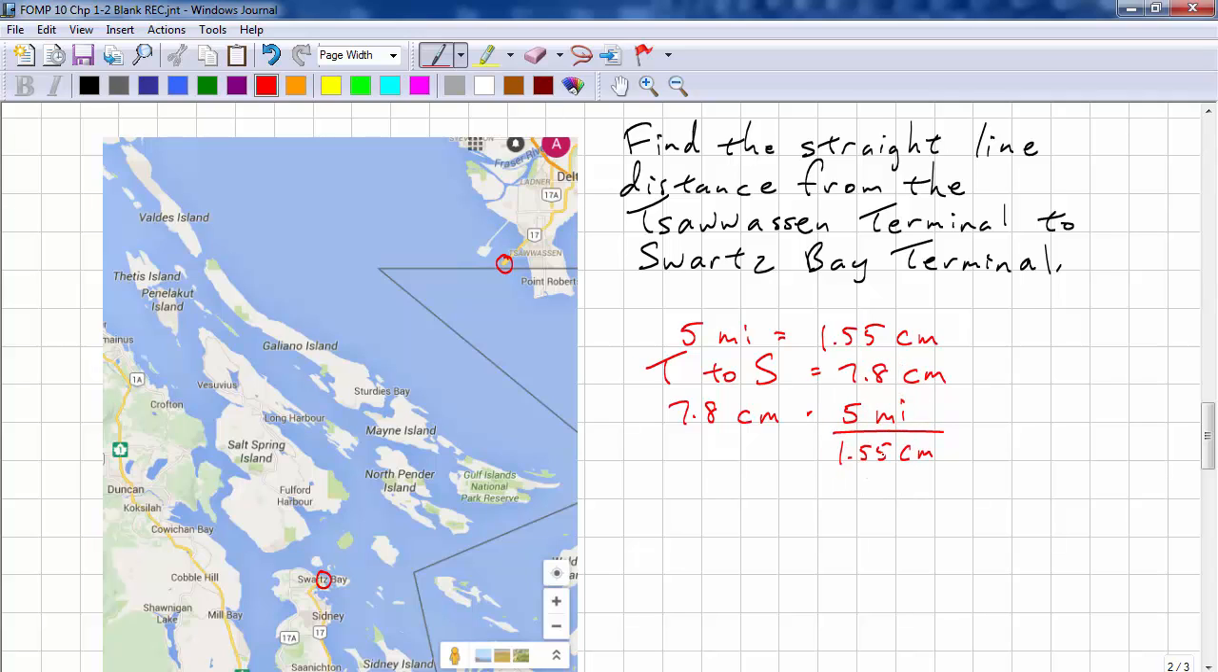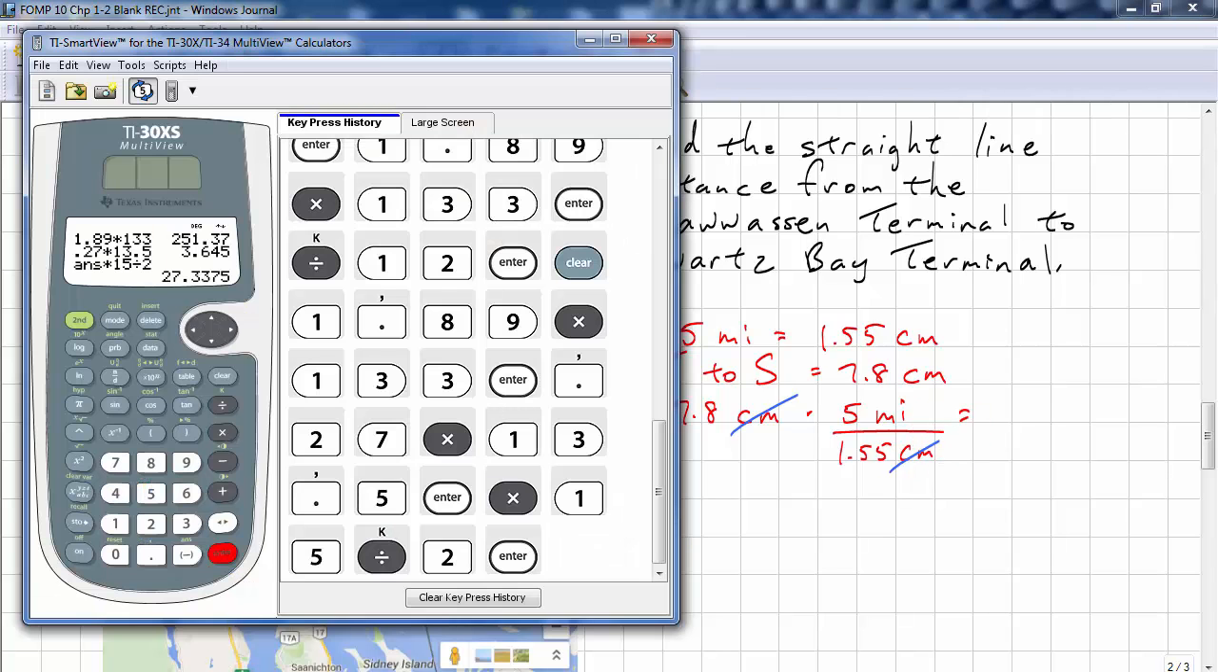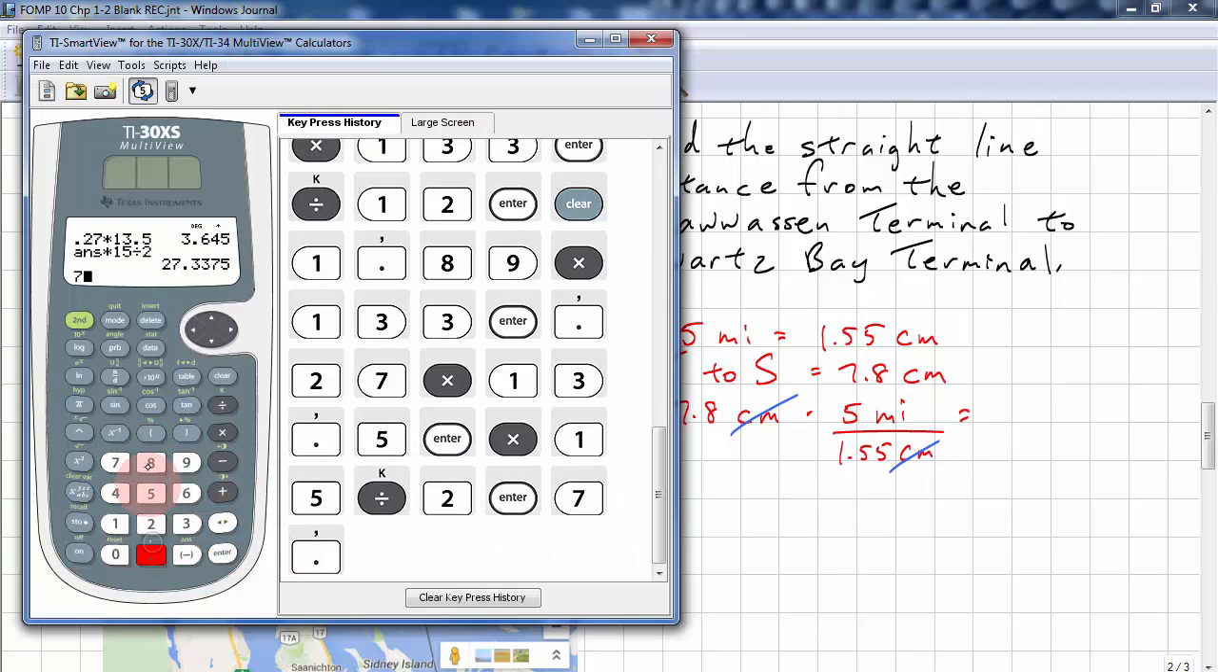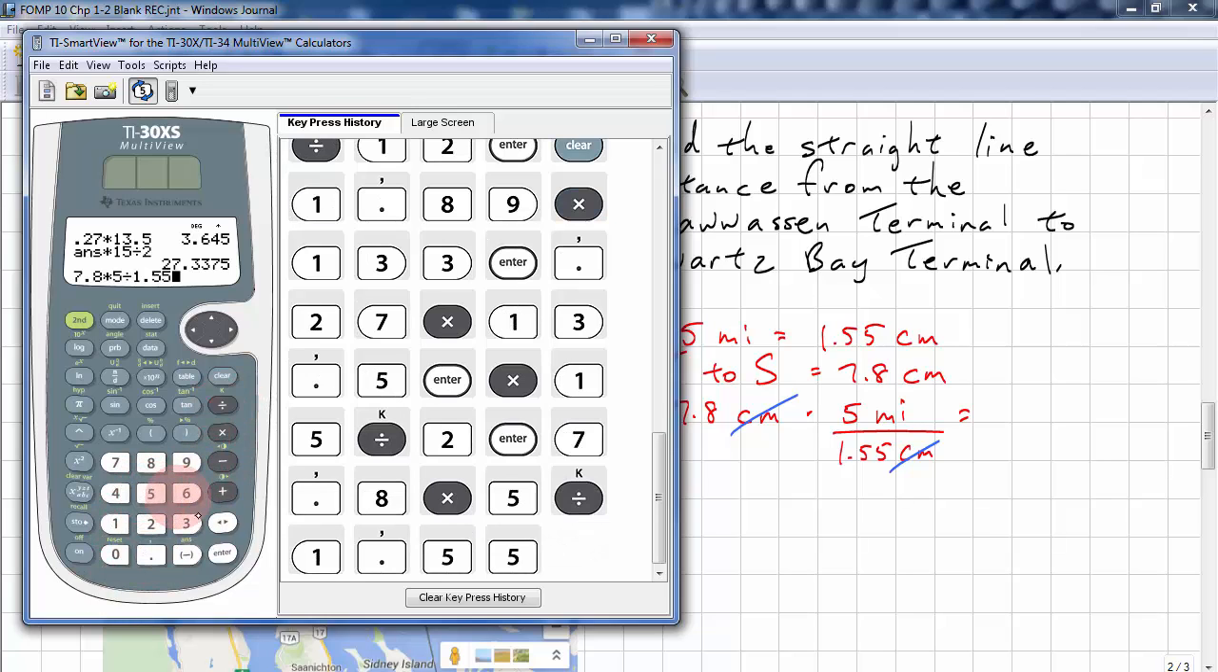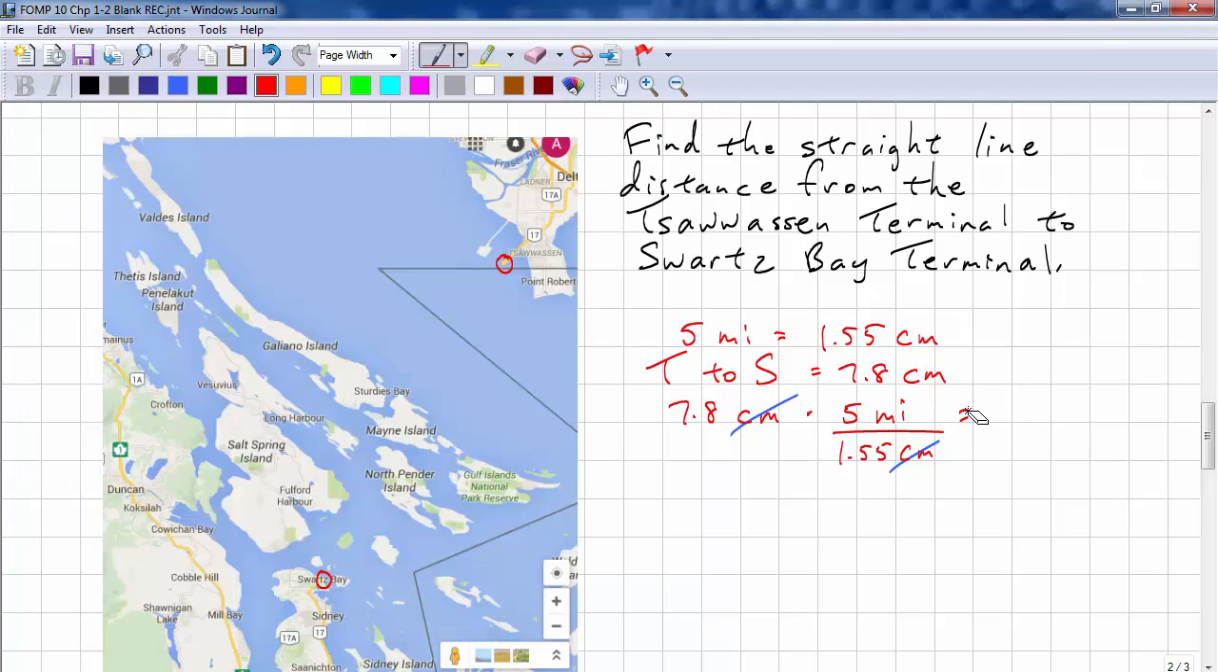Remember, this is our ratio. Now, this happens to cancel out far easier. We cancel out our centimeters. We don't have to do anything to convert to miles because we measured that. On our calculator, we have 7.8 times 5 divided by 1.55, and we get the distance is approximately 25 miles.